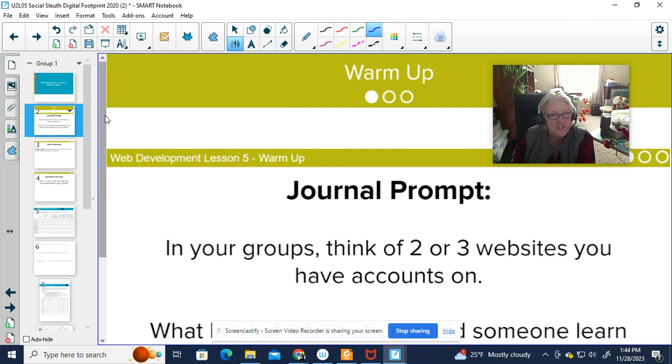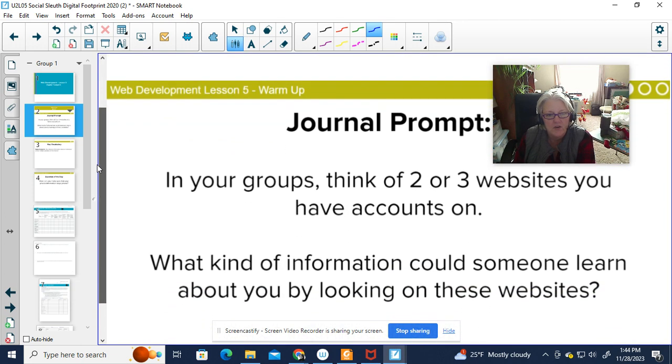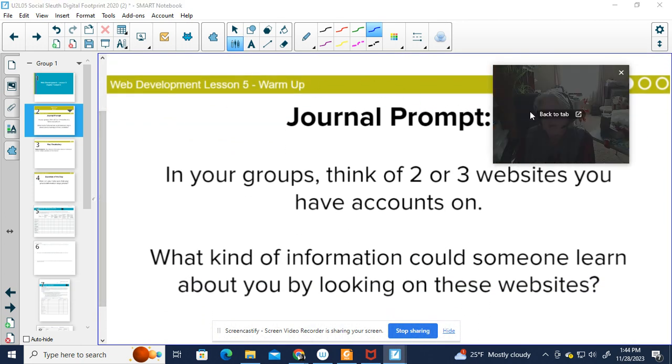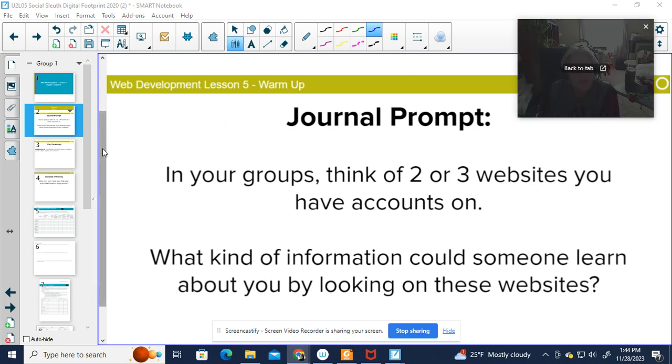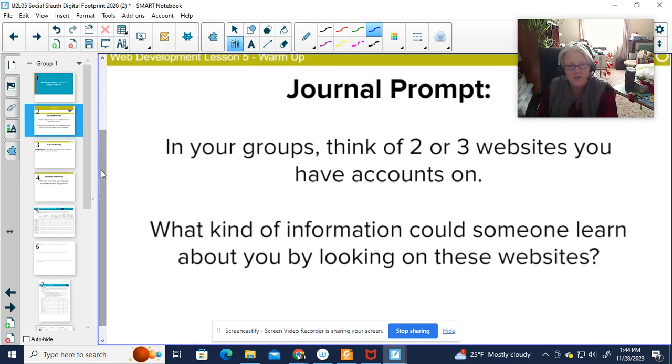So, first things first. Now you don't have to jot this down, but what I want you to do is talk at your table groups for a little bit. I want you to think of 2 or 3 websites that you have accounts on and what kind of information could someone learn about you by looking at these websites and looking at your interactions on them. So, on your mark, get set, go, take about a minute and see what kind of things you come up with.